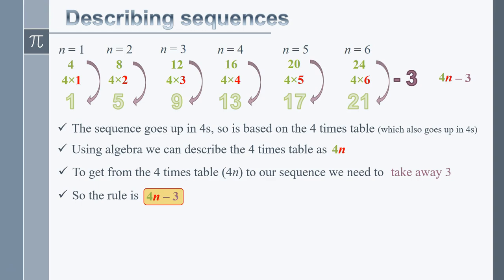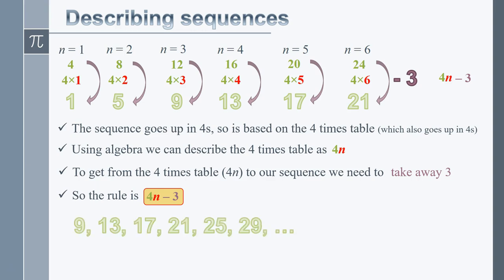So there we go. So let's just see if it works. So if my rule is 4n take away 3, let's have a look at this one here, for example, where n is worth 2. If I do 4 times 2 is 8, take away 3, yes, I do get 5. So the rule is working. So when you come up with the rule, you can always check to see if it works for each of your terms.